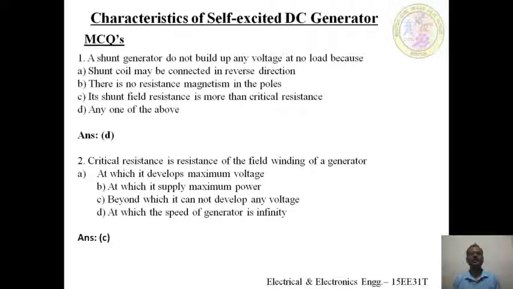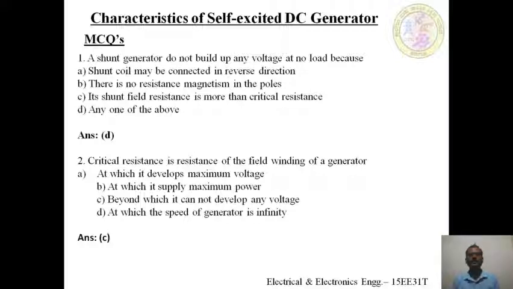The first one: a shunt generator does not build up any voltage at no load because the choices are: shunt coil may be connected in reverse direction, there is no residual magnetism in the poles, the shunt field resistance is more than critical resistance, any one of the above. Answer is D. You can think over it.